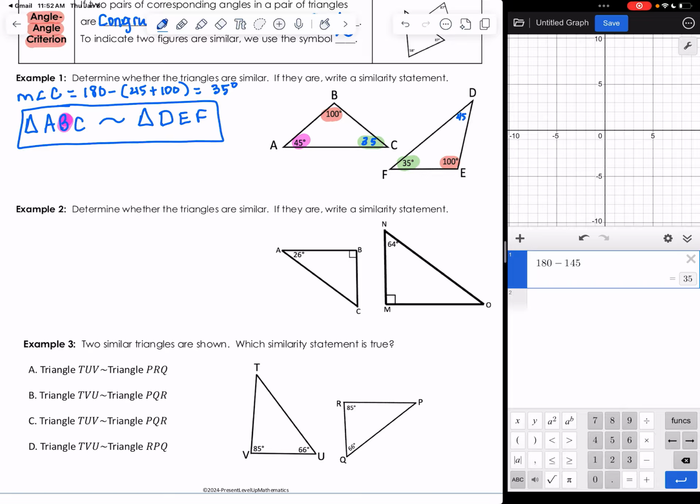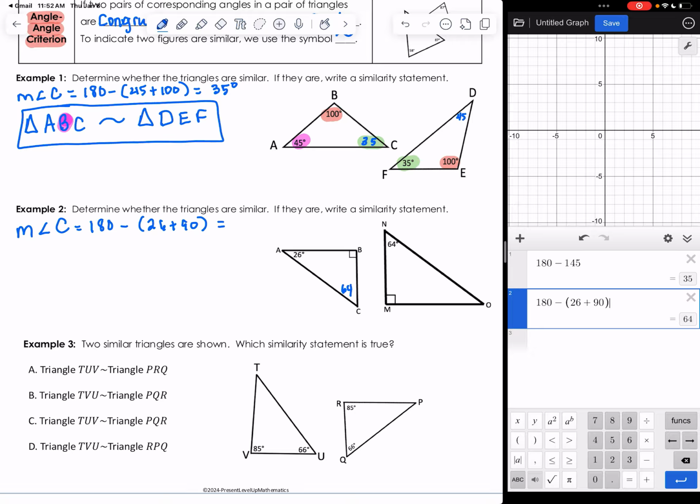All right, welcome back. Hopefully you first calculated the measure of angle C to be 180 minus the sum of the other two angles, which is 26 plus 90, which would be 64 degrees. So our angle C was 64 degrees.